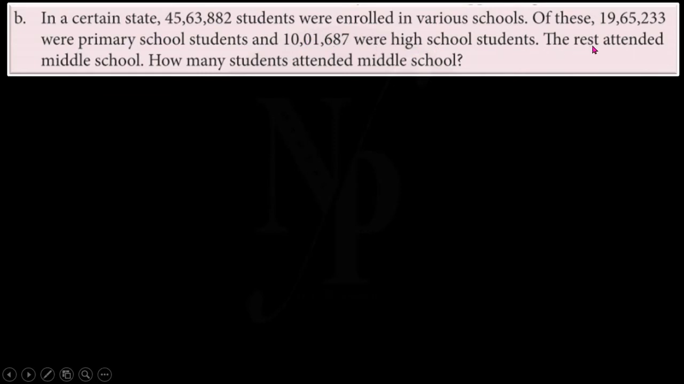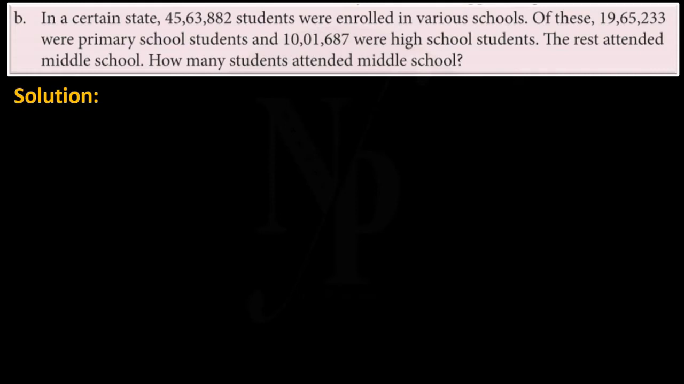The rest means the remaining attended middle school. So the number is not given. We have to find that. So we have to find how many students attended the middle school. So how should we find this? Let's see here.